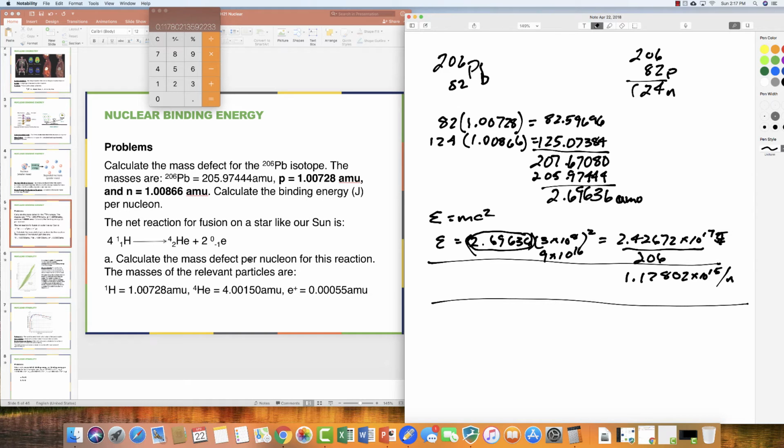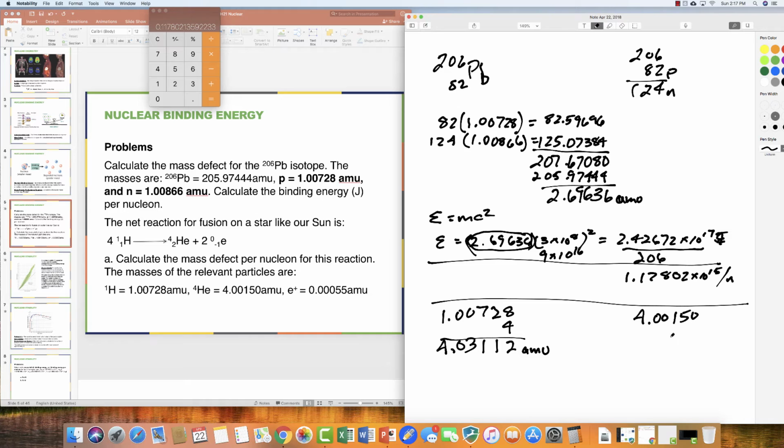Now let's take a look. It says calculate the mass deficit per nucleon for this reaction. And so we start here and we go over here. So we have hydrogen, which is 1.00728 times 4, because we have 4 of them. And so that's going to be 4.03112 AMU.